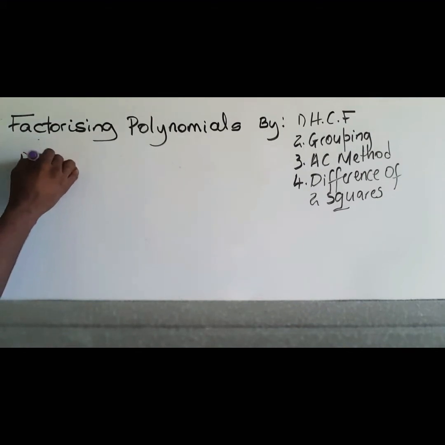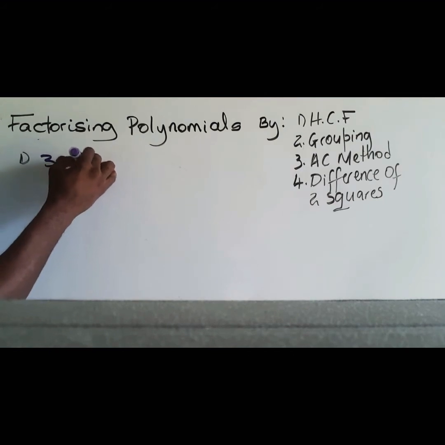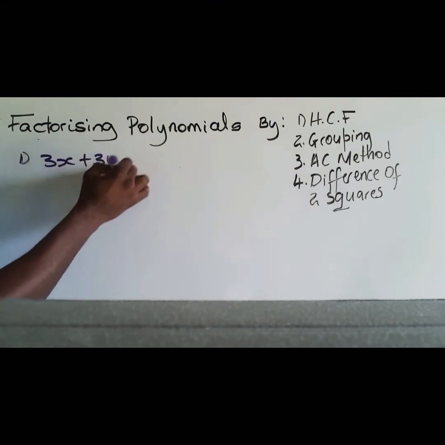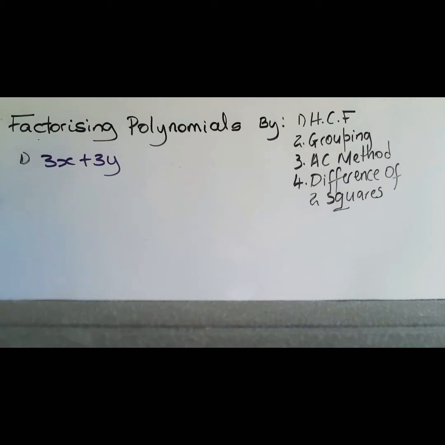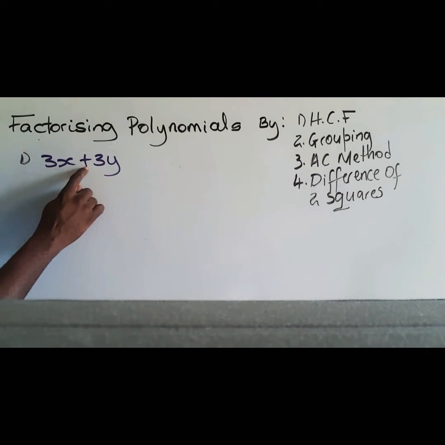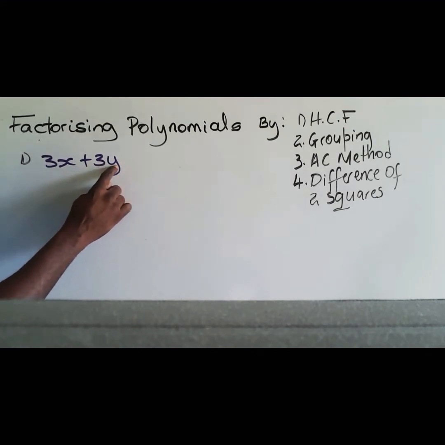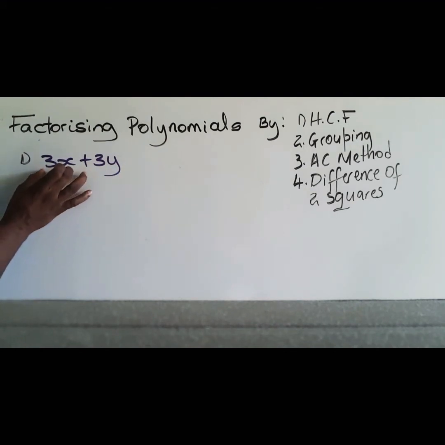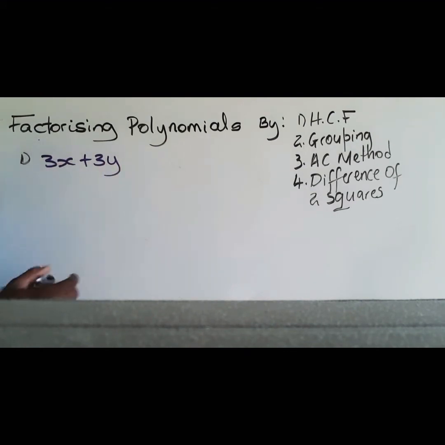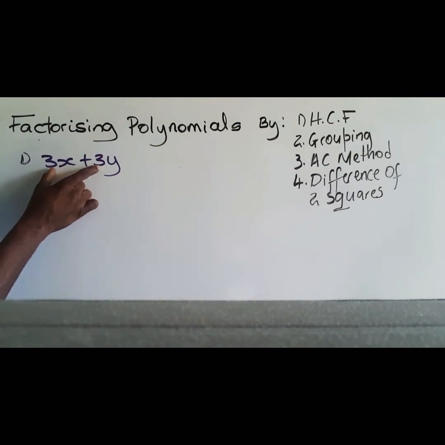Let us say we have 3x plus 3y. First thing we do whenever we are trying to factorize any polynomial is to look first to see if there is one thing common for all the terms. So we have two terms here, 3x plus 3y. If you look carefully, we'll see that the 3 is common for the x and it's also common for the y. So this is our highest common factor.